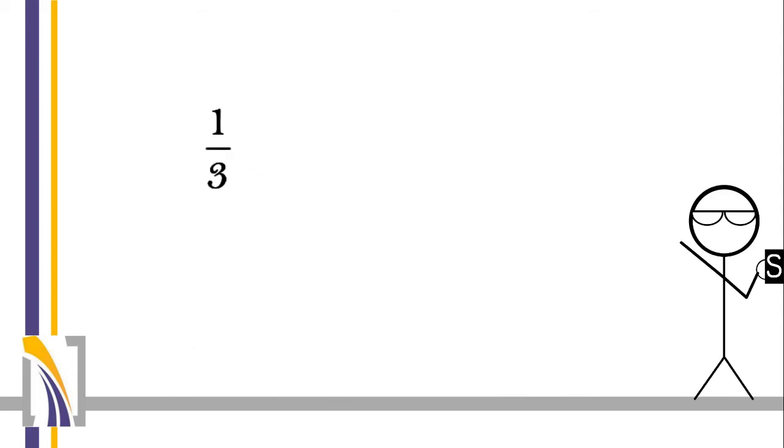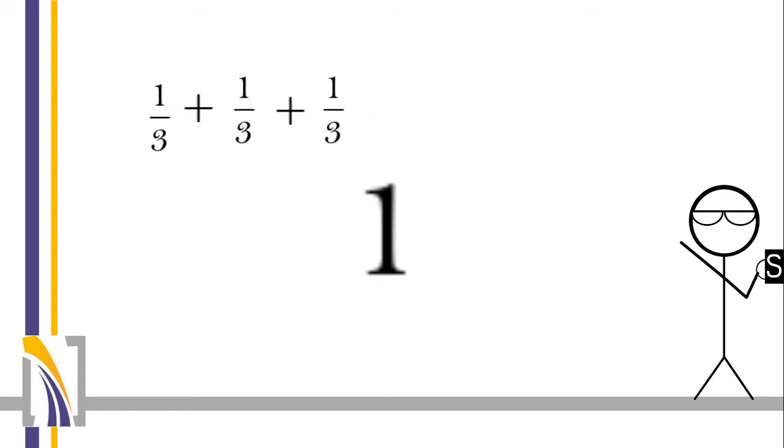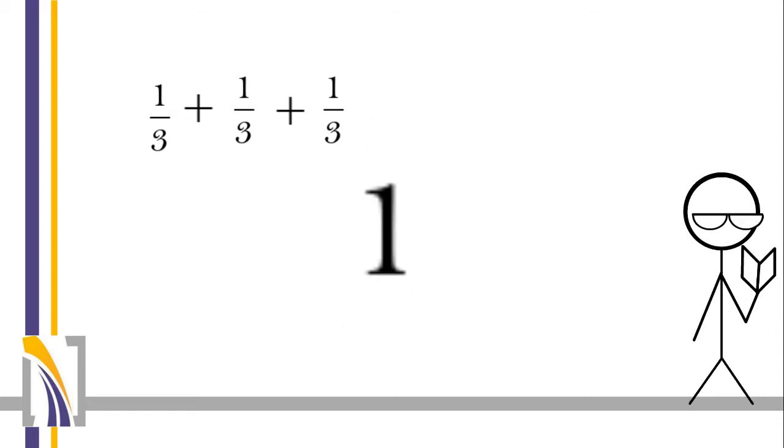If we add them all, for example, because this denominator is 3, if we add 3 of them, we will get 1. So, the denominator shows how many parts we need to make one whole thing, while the numerator means how many of those parts we have.